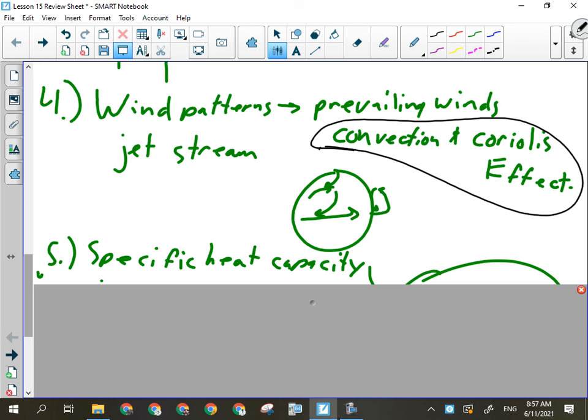Then we talked about specific heat capacity. Okay? You'll need to know what it is. There's a couple of multiple choice questions about what specific heat capacity is. It's basically a measure of how quickly something can change temperature. And there will be one written response problem on just specific heat capacity, like the ones we did in class.